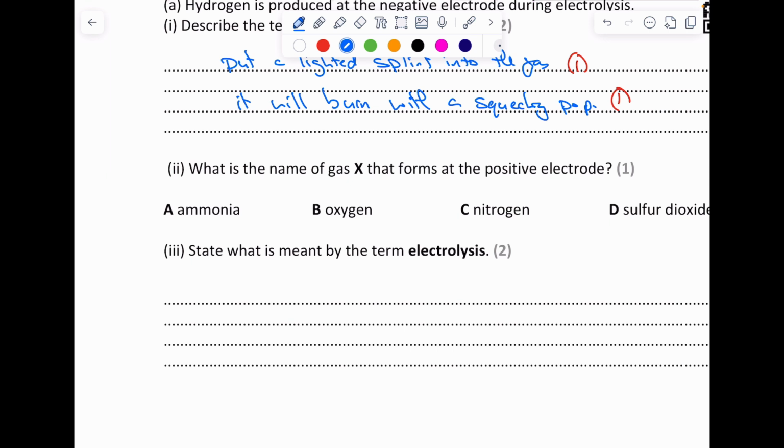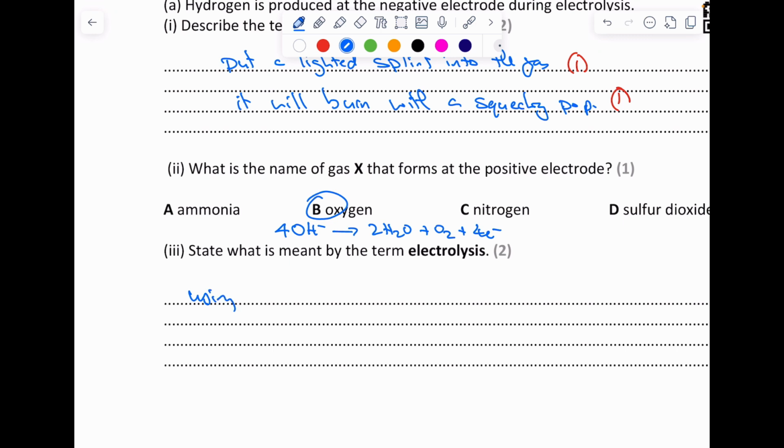So my equation for this, just in case you have forgotten, is when the hydroxide gets there, it forms 2 lots of water and O2 and releases 4 electrons. So the gas is going to be oxygen.